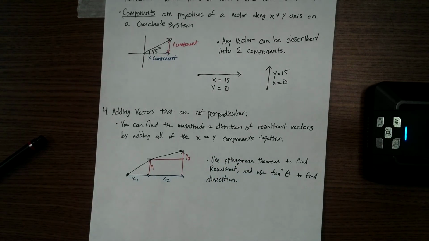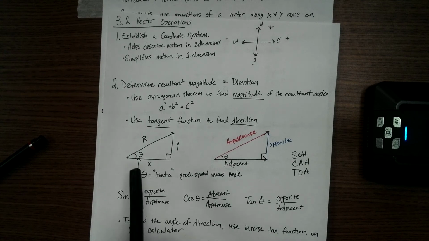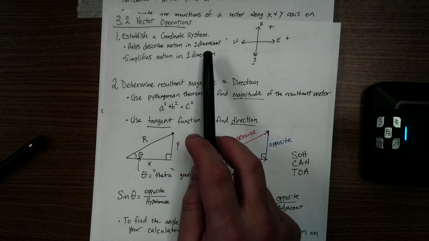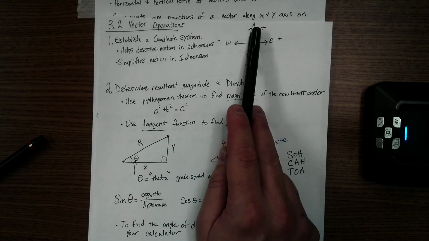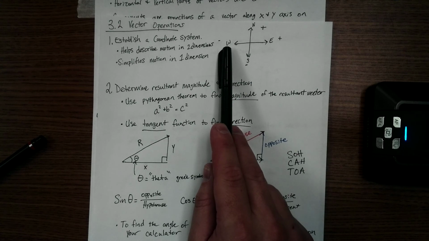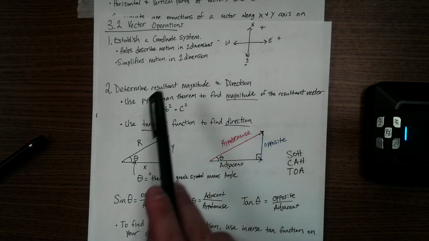Okay guys, I hope this helped. Using vector operations is actually pretty simple, especially when you establish your coordinate system. Remember, in most of our projectile motion examples, we're going to use up and to the right as positive and down and to the left as negative. It helps describe our motion in 2 dimensions and simplify this 1D motion.